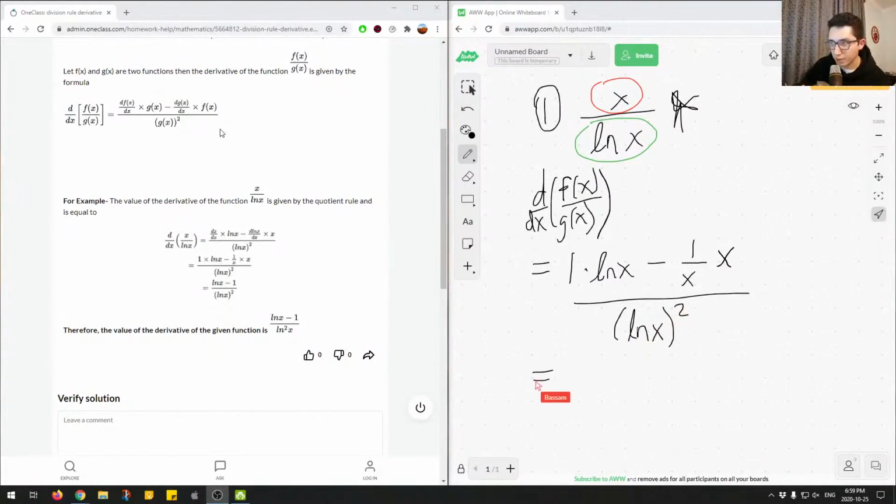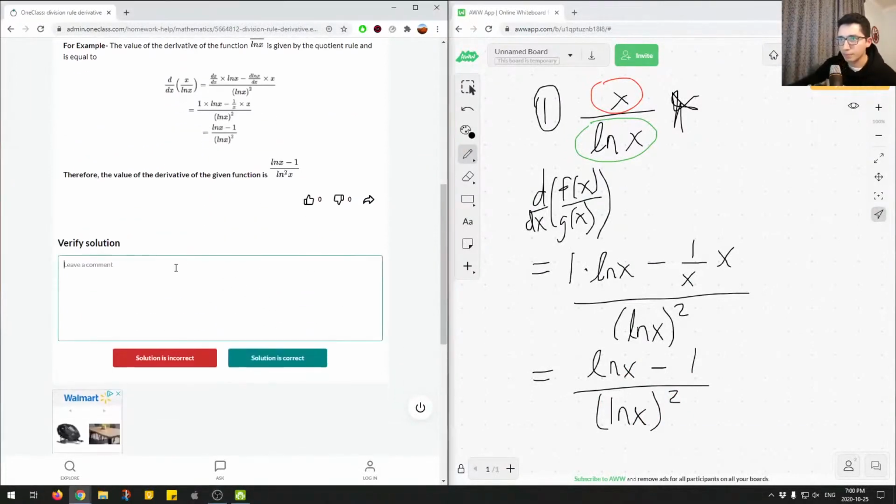So this simplifies out to equal ln x minus 1, because the x's cancel, over ln x squared. So here we can see we obtained the correct answer, and the junior tutor's answer is also correct. So we'll say great job, the answer is correct, and we'll mark this answer as correct.